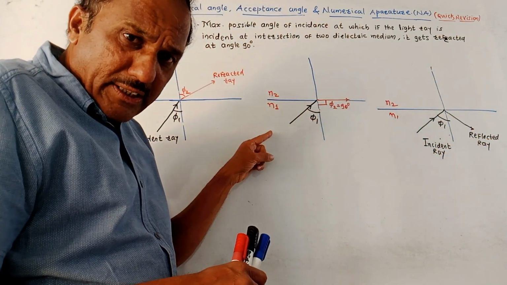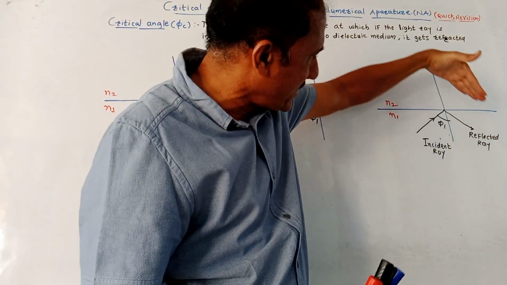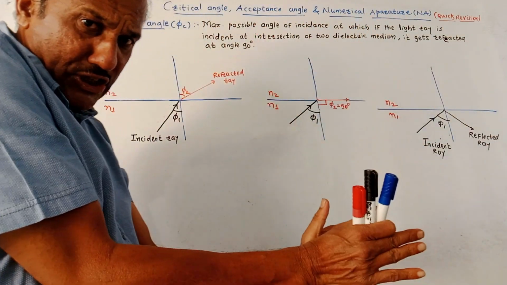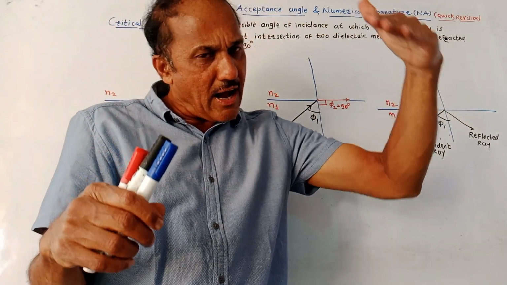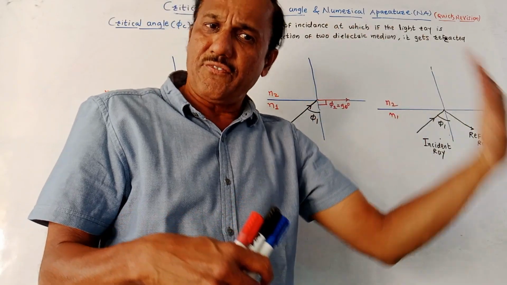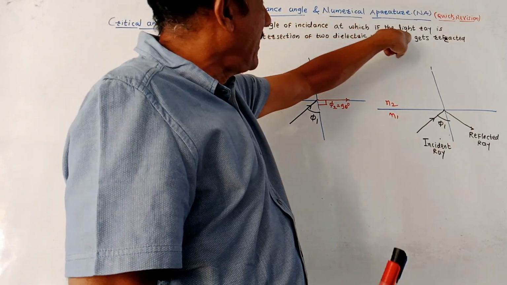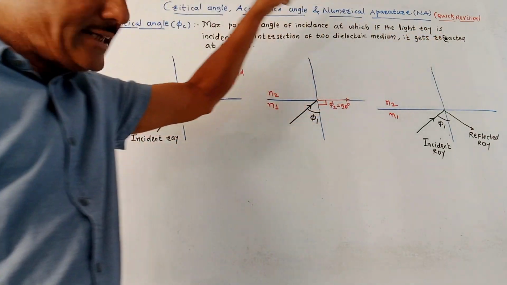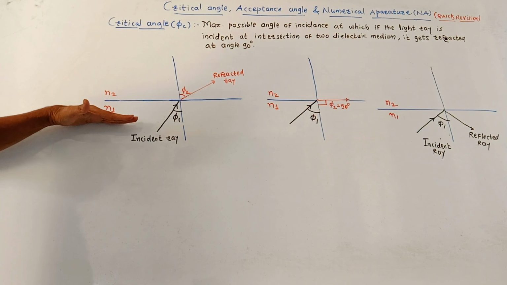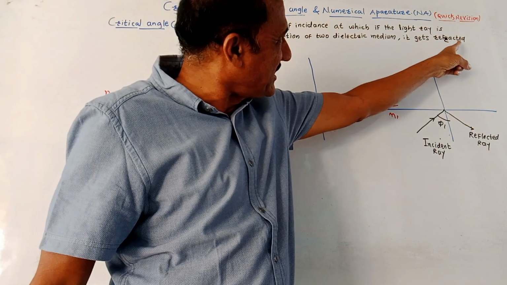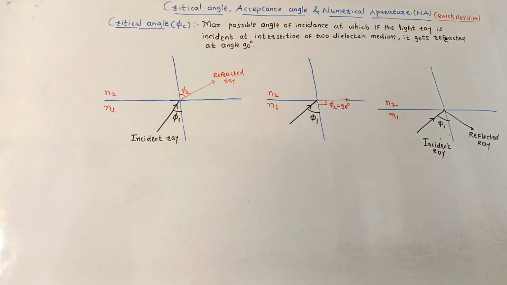Now, as you again go on increasing this value, you will get the reflected ray. Instead of refraction, you will start getting reflection. This particular value is called the critical angle. So the angle after which you start getting reflection is the critical angle. The definition is the maximum possible angle of incidence at which, if the incident light ray is incident at the boundary between two dielectric media n1 and n2, it gets refracted at an angle of 90 degrees. So this is the definition of critical angle.